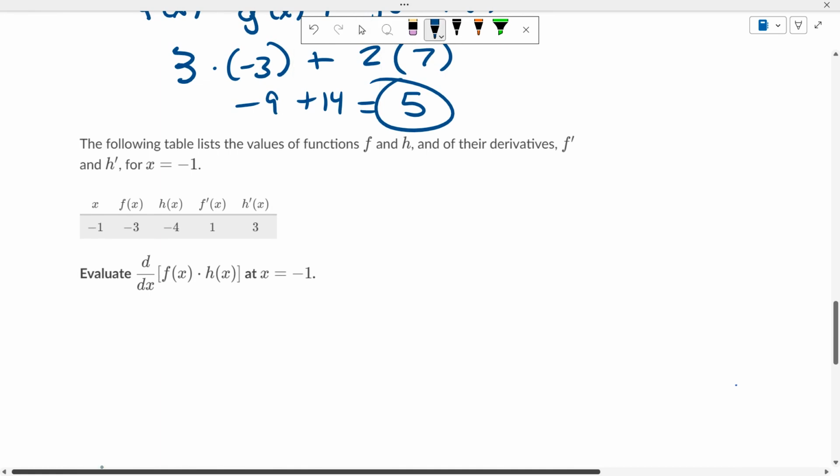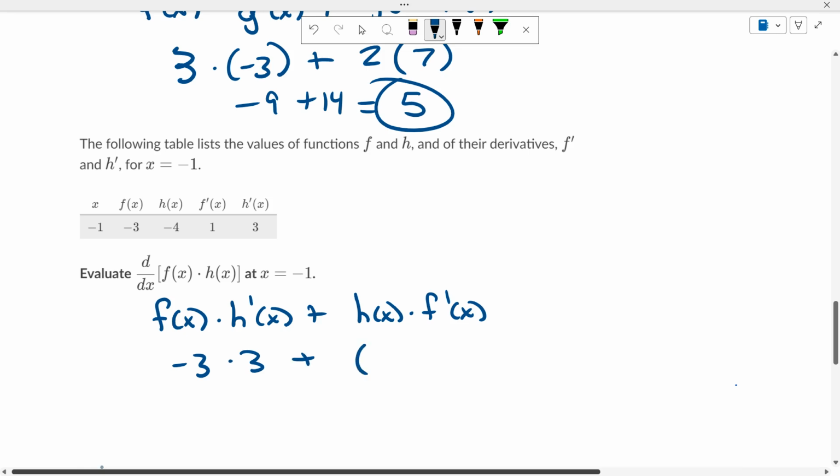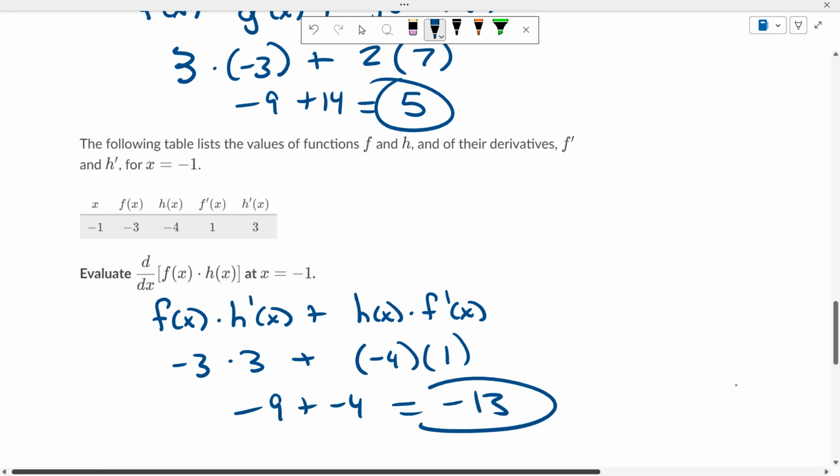Okay, so this would be f of x times the first derivative of h of x plus h of x times first derivative of f of x. And you look at the table for the numbers. Negative 3, 3 plus negative 4, 1. Negative 9 plus negative 4 equals negative 13. Easy peasy lemon squeezy.